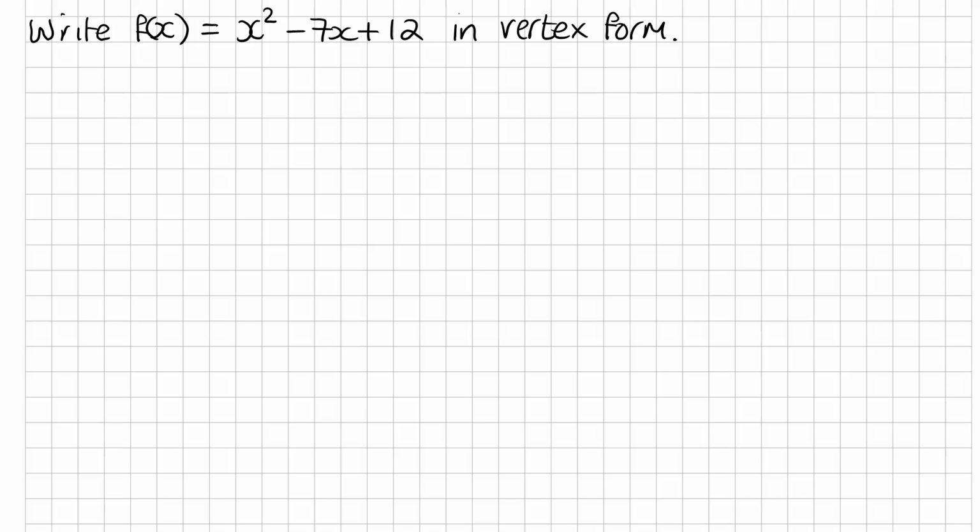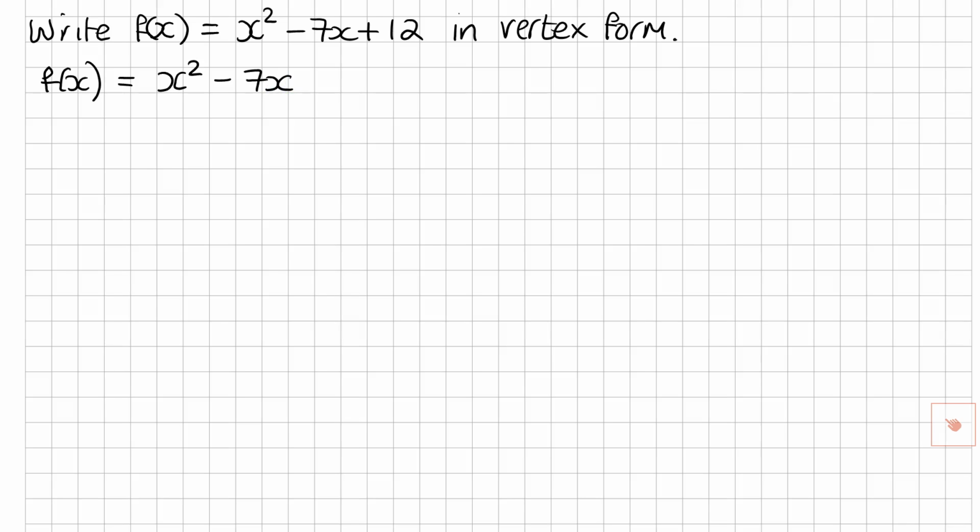Okay, so we're going to write f of x equal to x squared minus 7x plus 12 in vertex form. In order to write it in vertex form, it means we need to isolate an x, or another way of thinking about it is we have to write it by completing the square. Okay, so we'll write f of x is equal to x squared minus 7x.